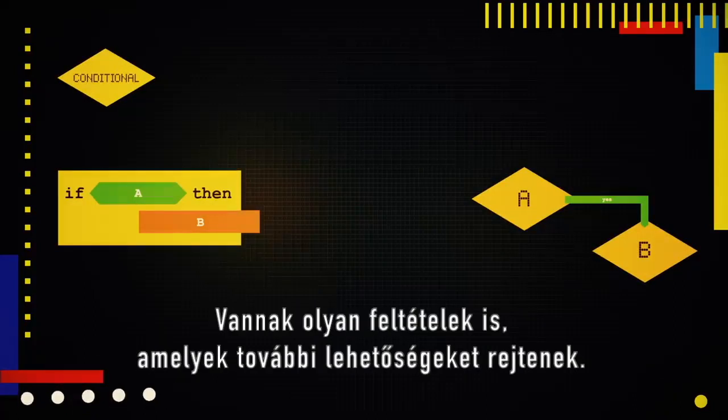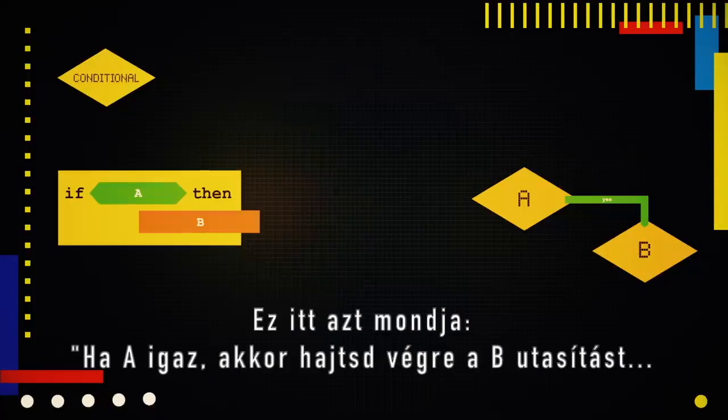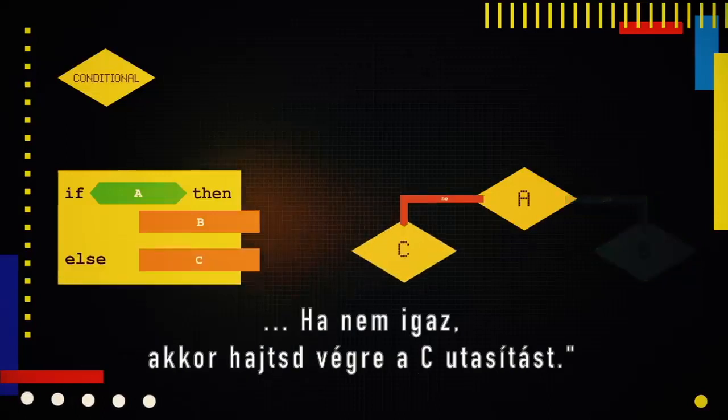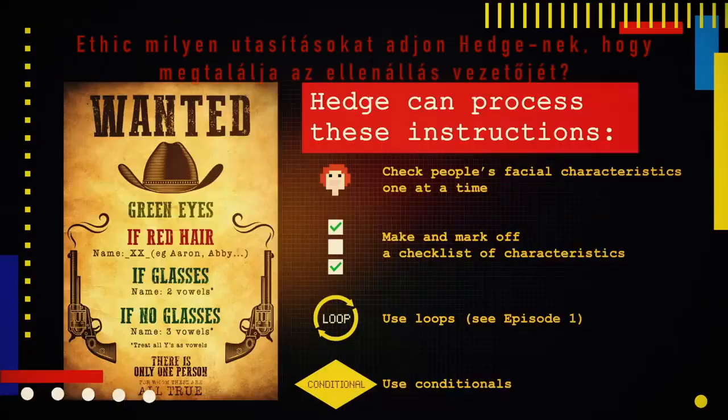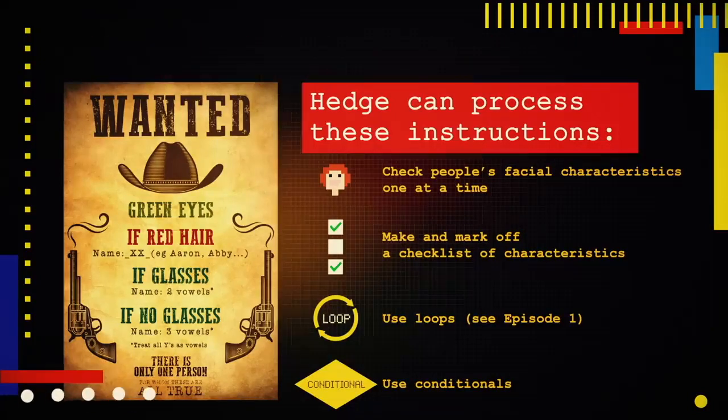There are also conditionals that account for different possibilities. This says, if A is true, perform instruction B. Otherwise, carry out instruction C. So what instructions does she give Hedge so he can find the resistance leader?